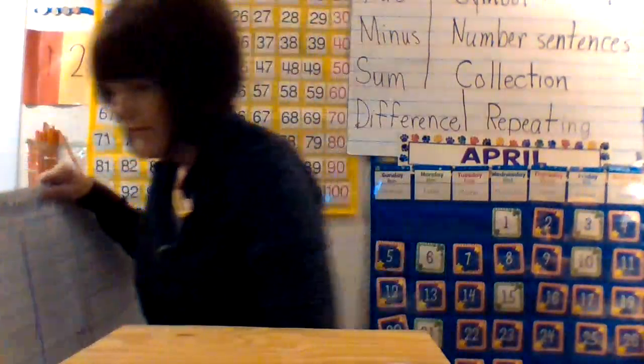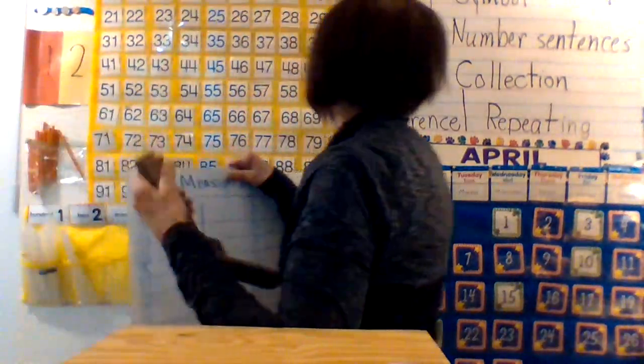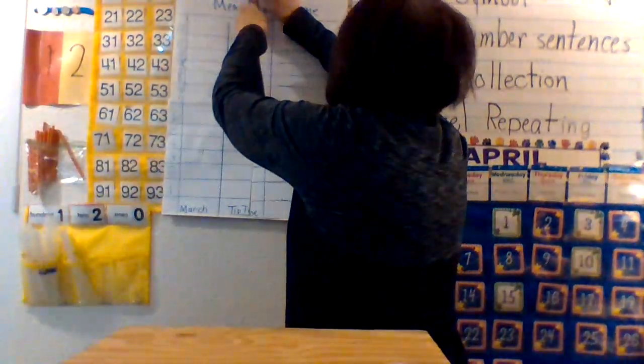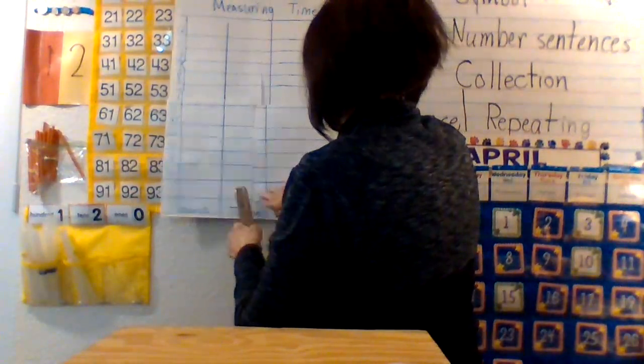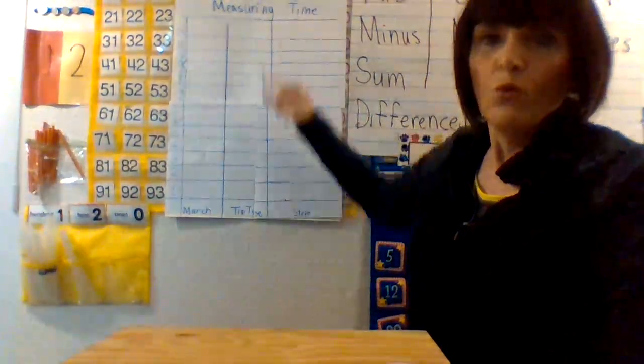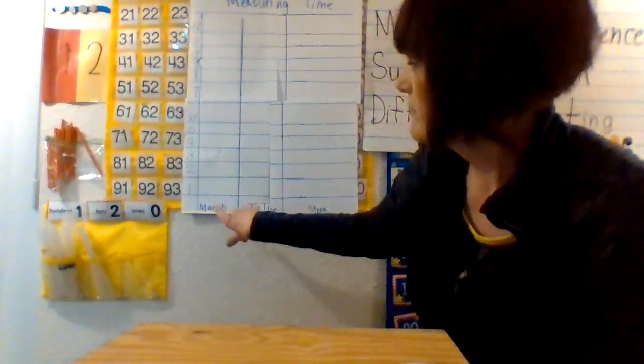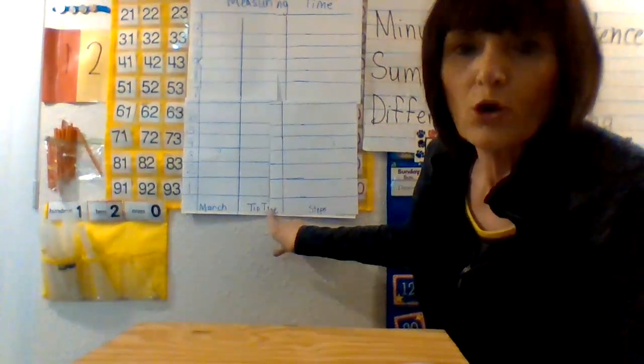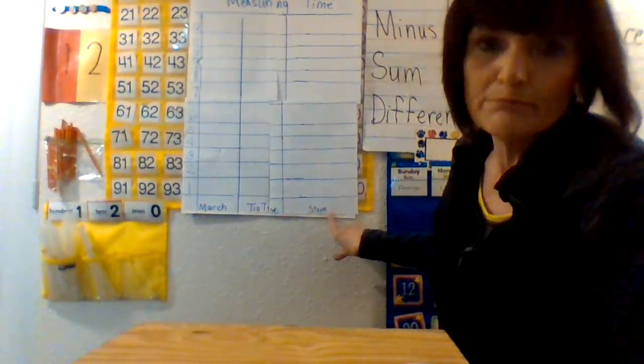Now, I'm going to put my graph up on my board right here. I'm going to cover up my number grid right now. And I want to do this. I'm going to graph measuring time. One of the ways I'm going to measure time is by marching, tiptoeing, and just steps.